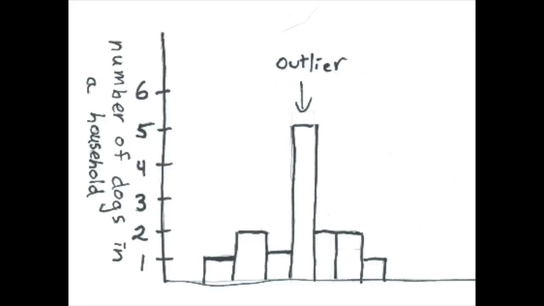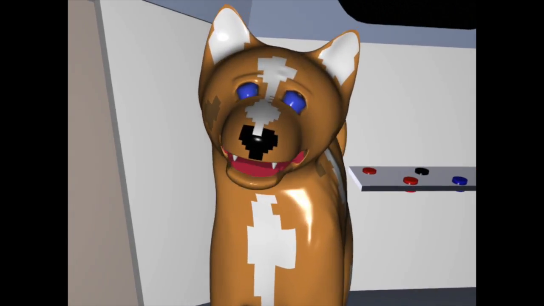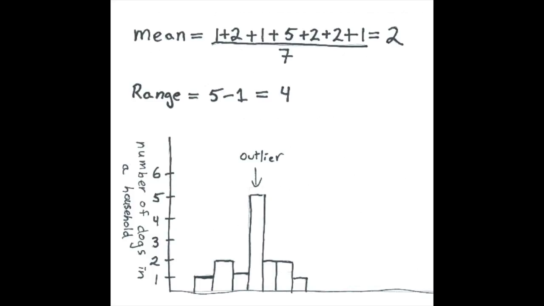If we surveyed the number of dogs in a household, we might find one that has a whole lot more dogs per household than the others do. That would be called our outlier. Outliers can cause misleading distributions in mean and range. Notice in our example how the mean comes out to be 2 and the range comes out to be 4.